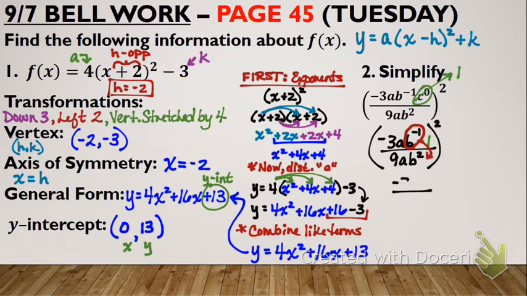So up on top I would have negative 3 and a. Down on the bottom I have 9a b squared. But then b to the first power moves to the bottom. We can combine those b's together. This would be b to what power when I combine it? Yep, b to the third power.